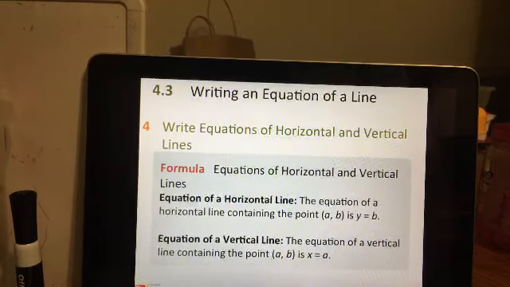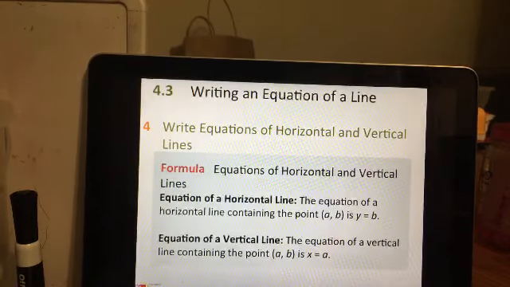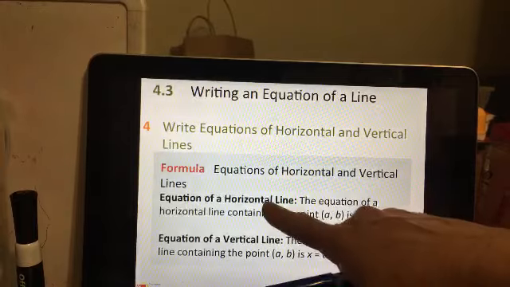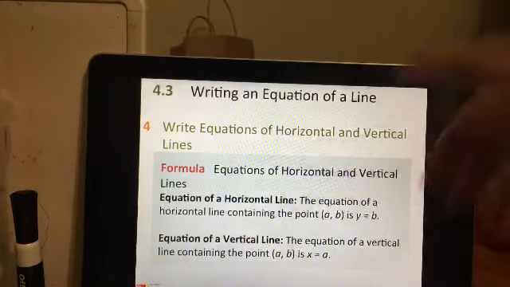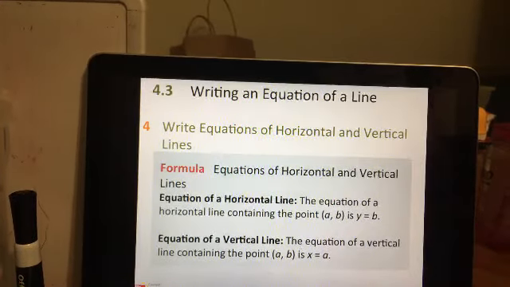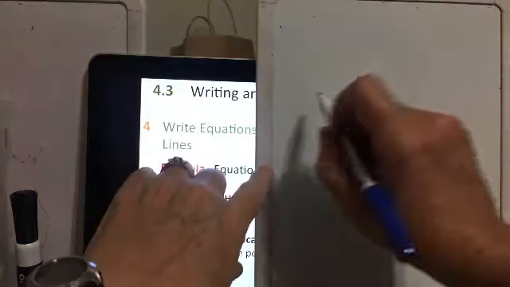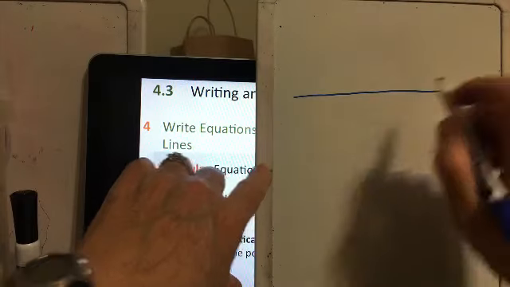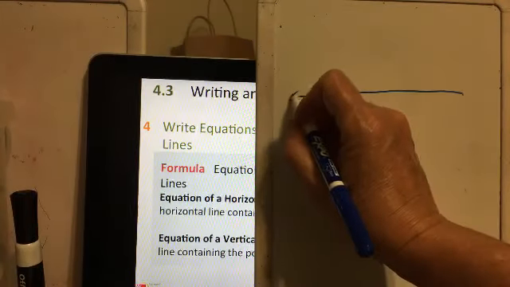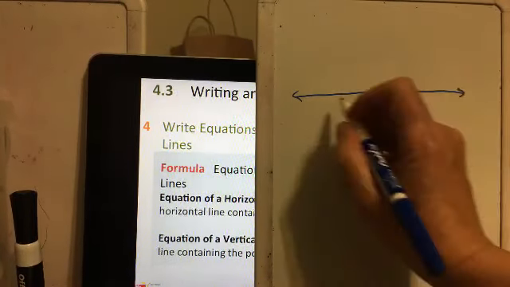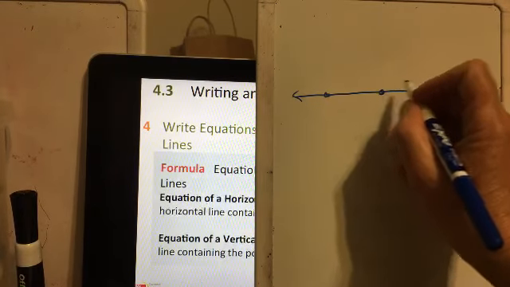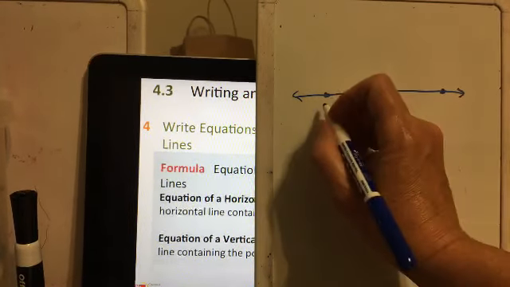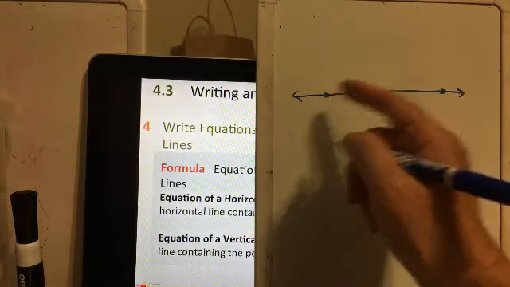Okay, so now we're going to move on to scenario 4. How are we going to come up with equations of the line when we have a horizontal line or a vertical line? Okay, so remember, we've talked about this quite a bit. A horizontal line, well, it doesn't look very horizontal, does it? Okay, a horizontal line, the points on the horizontal line have the same y value.